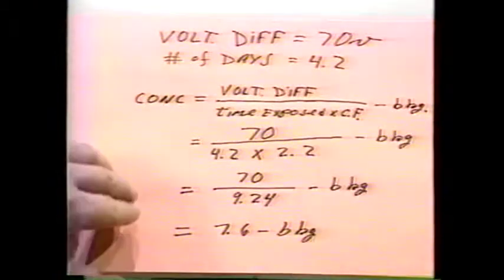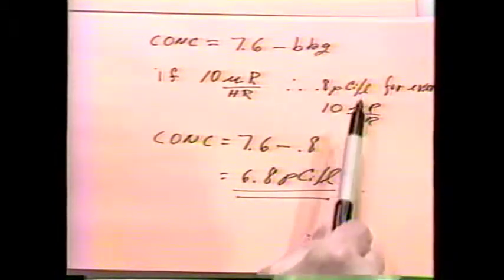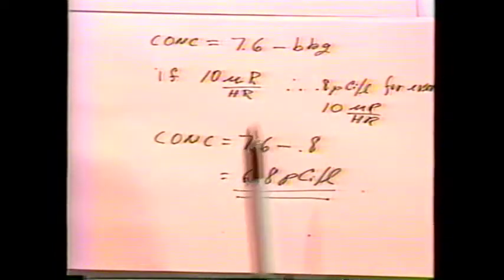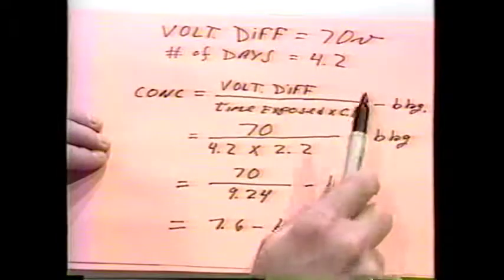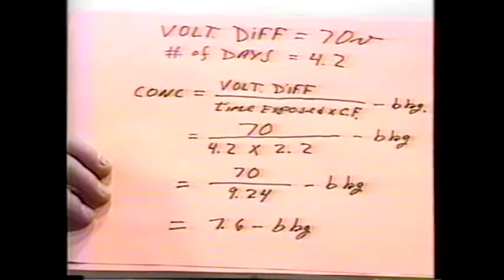And the background, of course, has to be subtracted, and I'm really just reiterating myself here. The background has to be subtracted, and again, depending on the chamber you're using, you're going to subtract somewhere on the order of 0.8 picocuries per liter for every 10 microroentgens per hour, which in this case gives us 6.8 picocuries per liter. So the information you need to do the calculation clearly is the voltage difference and the time it was exposed. You must get the right calibration factor from the manufacturer, and you must subtract off the appropriate amount of background, as we have done in this example.